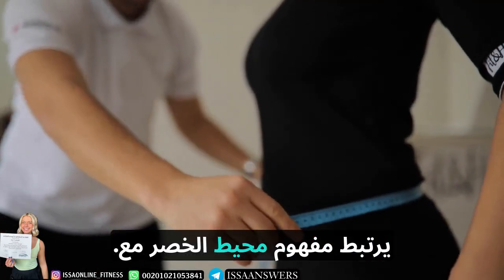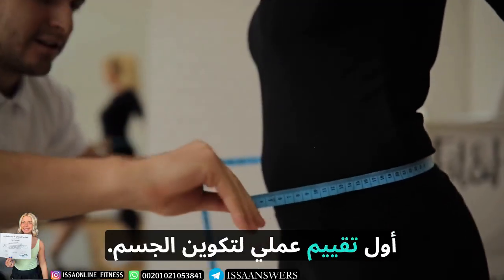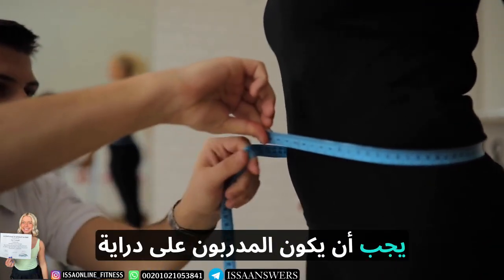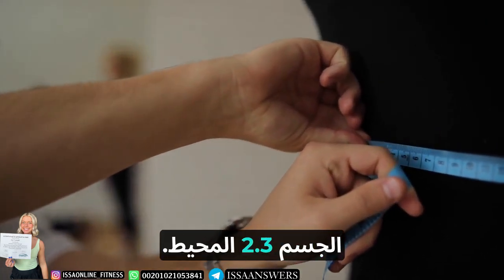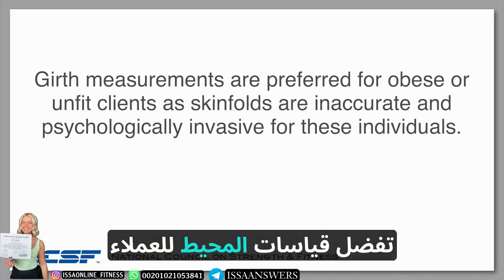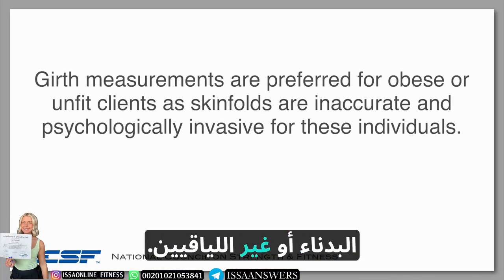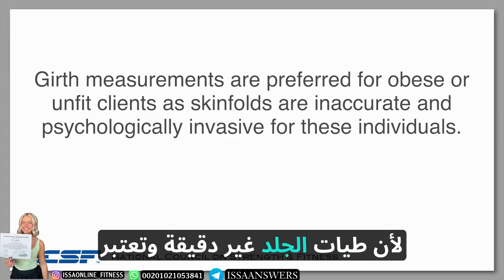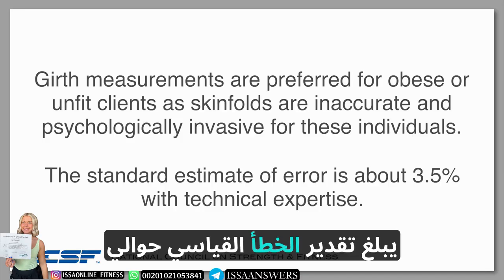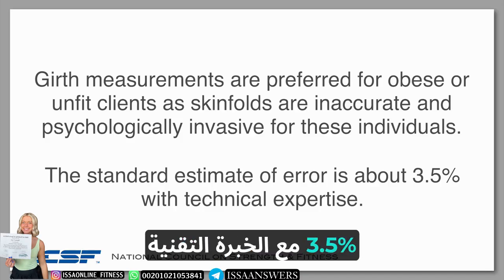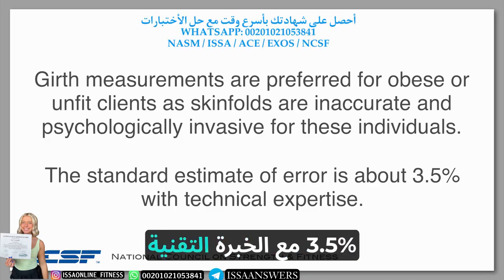The waist circumference concept ties in with the first practical body composition assessment trainers should be familiar with, the 2-3 girth body fat estimation test. Girth measurements are preferred for obese or unfit clients, as skin folds are inaccurate and psychologically invasive for these individuals. The standard estimate of error is about 3.5% with technical expertise.